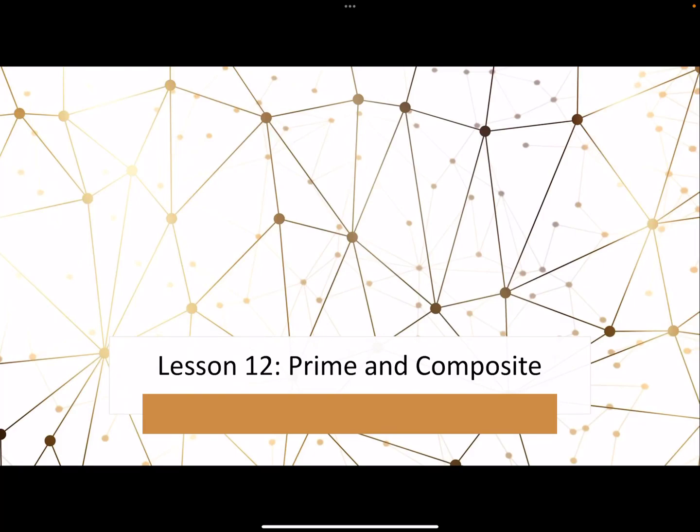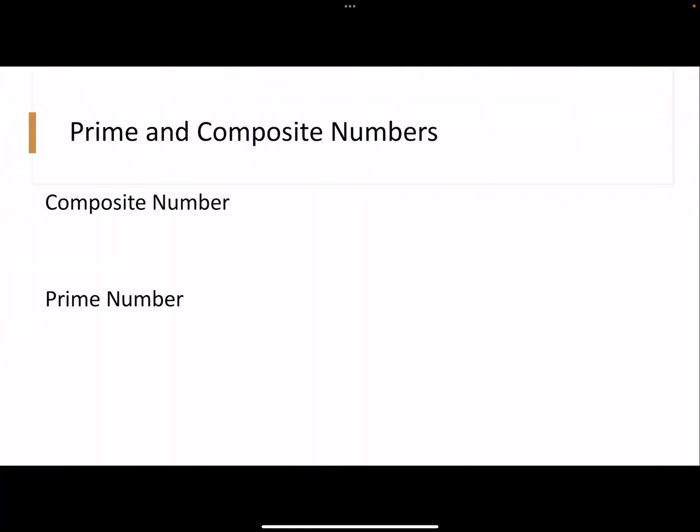Today we're going to talk about Lesson 12, which is prime and composite numbers. So we're going to start off defining both of these. Let's start off with composite numbers.